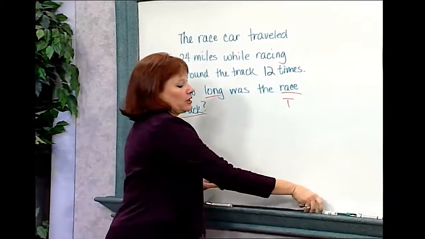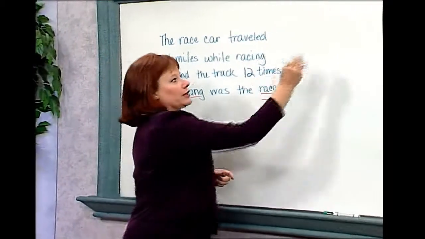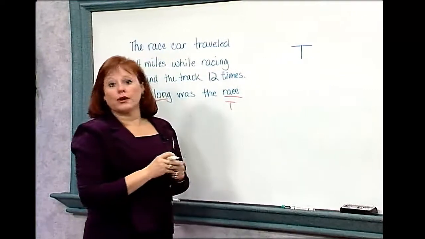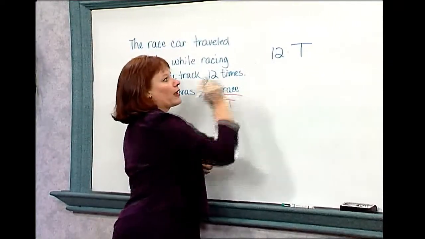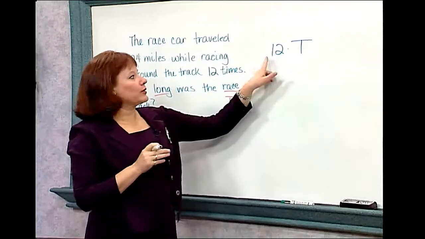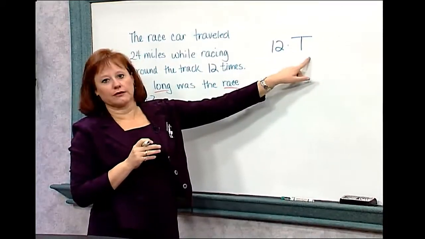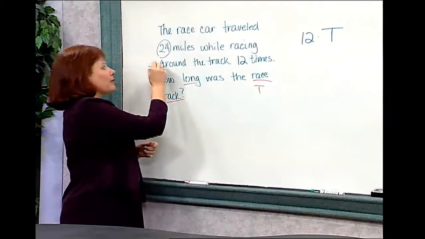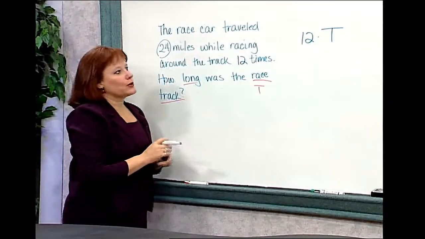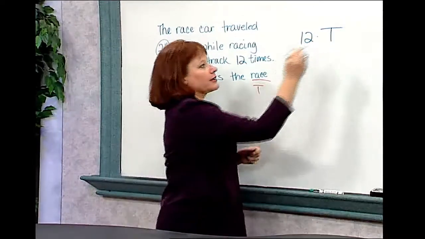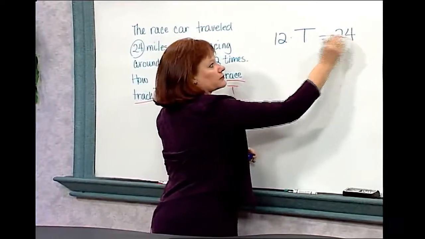So in our equation, we know we've got a racetrack of a certain length, and we know we've driven around it 12 times. So however long the track is, we know we have gone around that track 12 times, and our length will be represented by 12 times the length of the track. We also know by looking back at the problem that the car has gone 24 miles in all. So we know it's 12 times around the track is equal to 24.